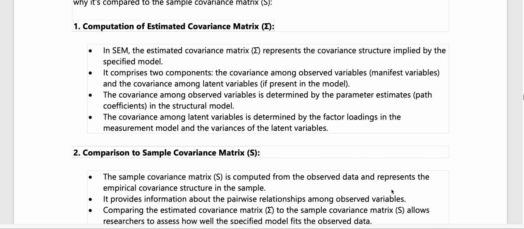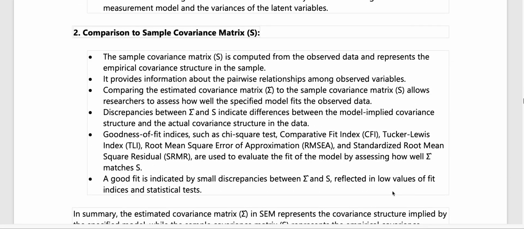It comprises two components: the covariance among observed variables (manifest variables), and the covariance among latent variables, if present in the model. The covariance among the observed variables is determined by the parameter estimates, the path coefficients, in the structural model. The covariance among the latent variables is determined by the factor loadings in the measurement model and the variance of the latent variables. Let's talk about the comparison to the sample covariance matrix.